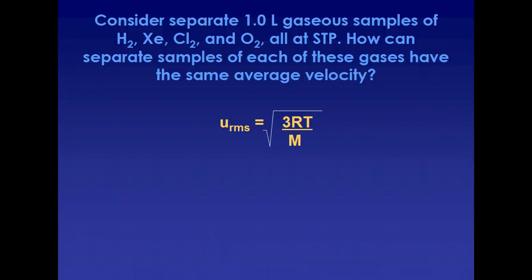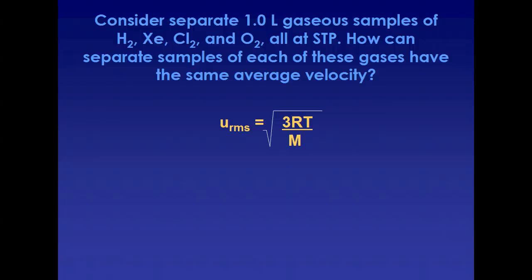Here we've got 1 liter gaseous samples of 4 gases: hydrogen, xenon, chlorine, and oxygen. We're told they're all at standard temperature and pressure, so they're all at 0 degrees Celsius. And we're asked how could we separate these out so that separate samples of each of these gases have the same average velocity. If they have different masses, in theory, they can't travel at the same speed at a given temperature. But we're asked how could we make them travel at the same speed?